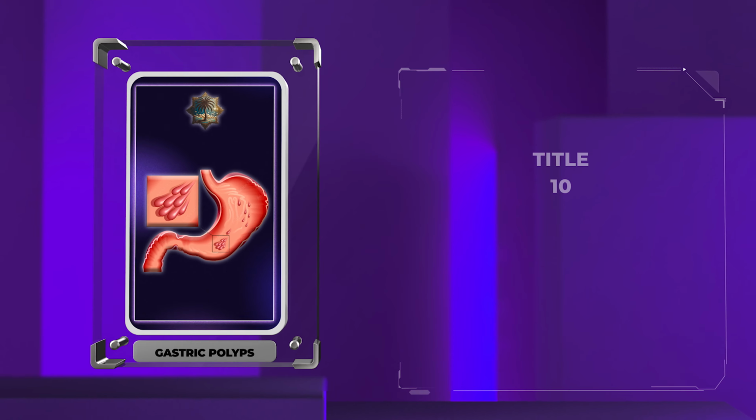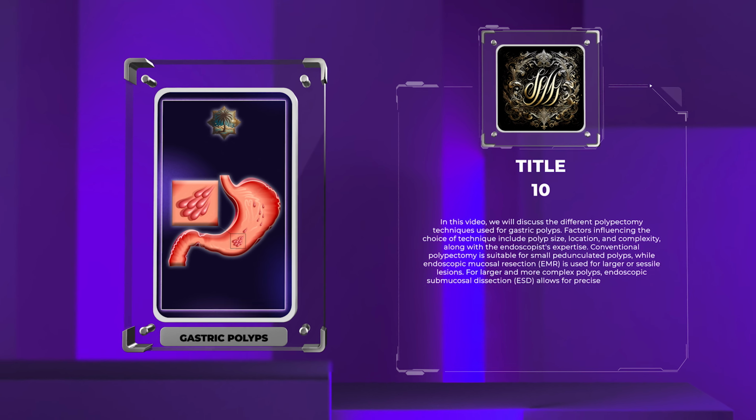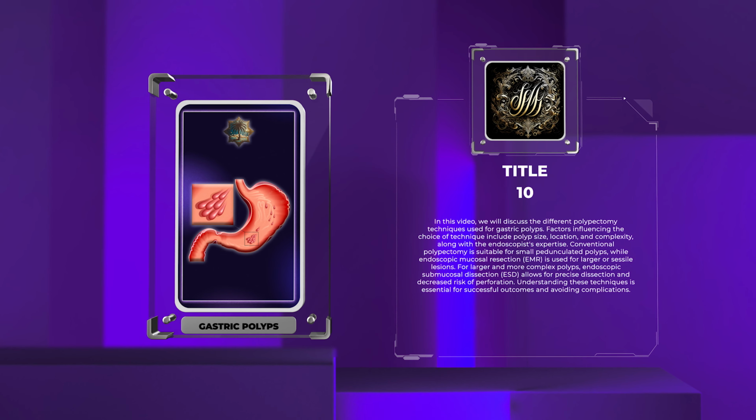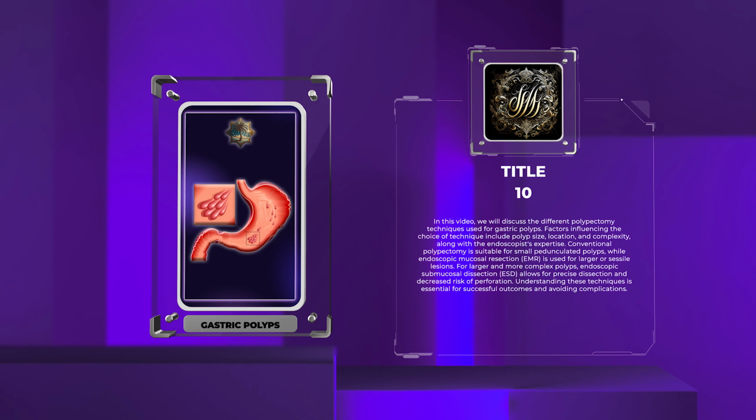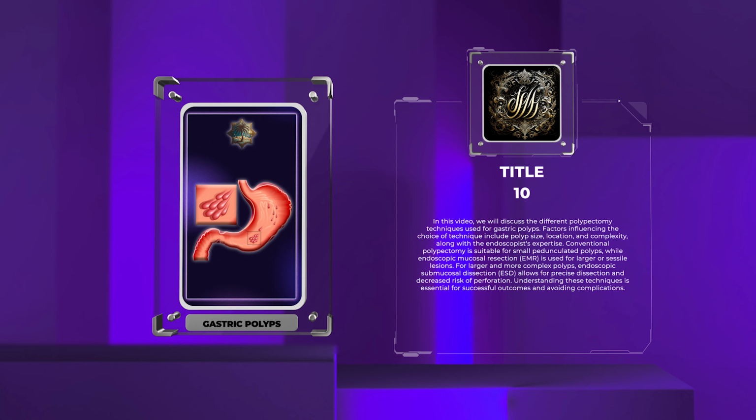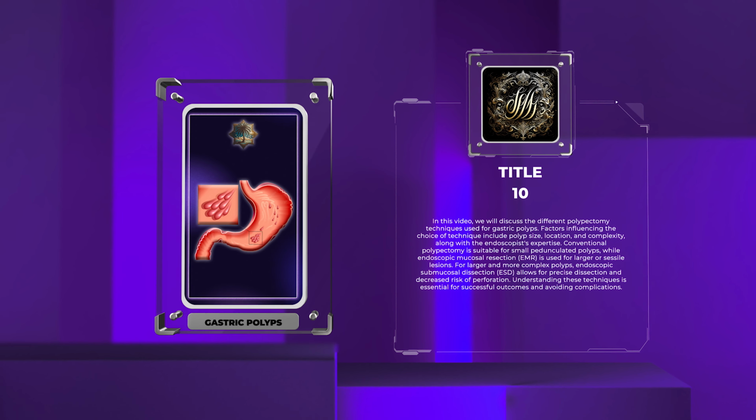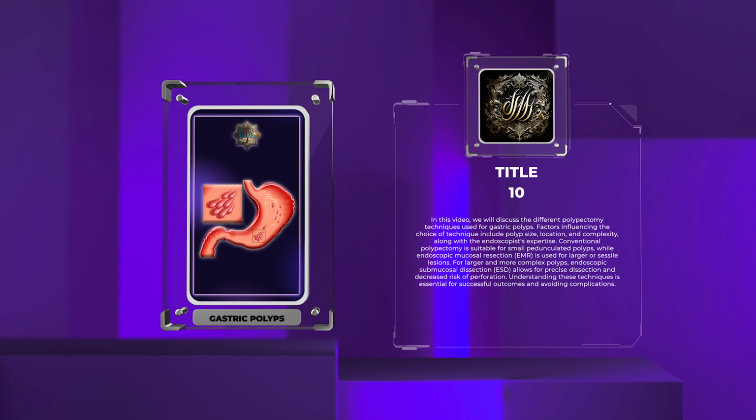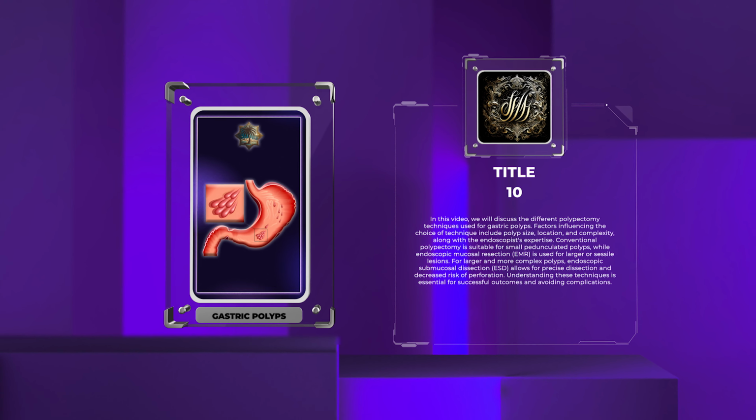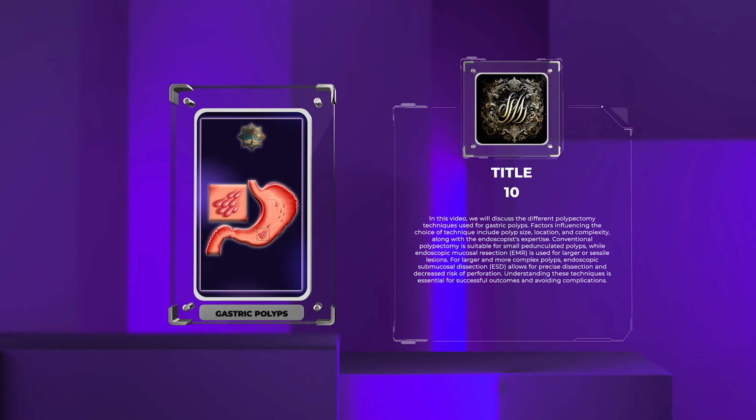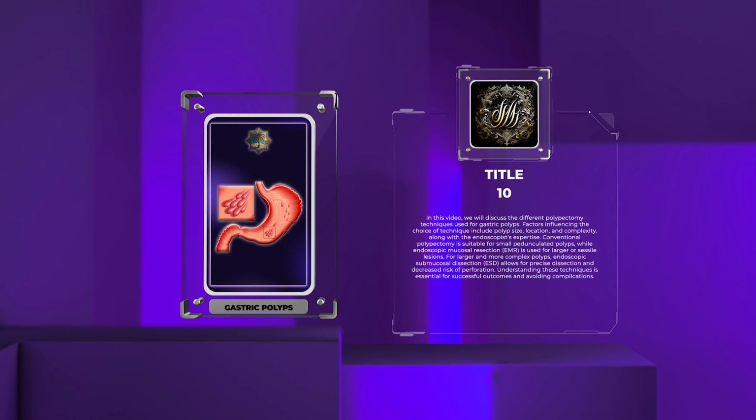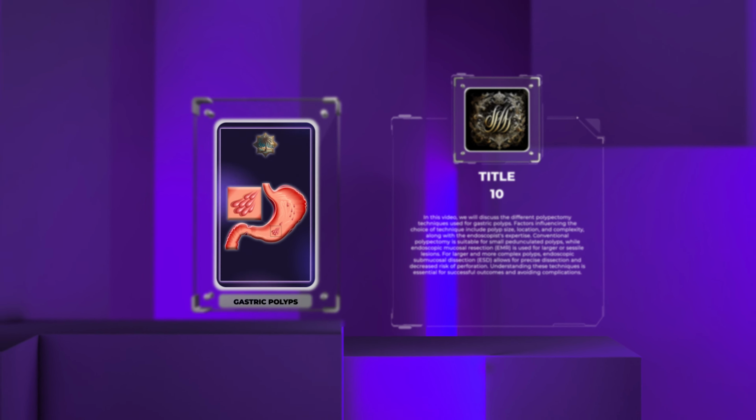In this video, we will discuss the different polypectomy techniques used for gastric polyps. Factors influencing the choice of technique include polyp size, location, and complexity, along with the endoscopist's expertise. Conventional polypectomy is suitable for small pedunculated polyps, while endoscopic mucosal resection, EMR, is used for larger or sessile lesions. For larger and more complex polyps, endoscopic submucosal dissection, ESD, allows for precise dissection and decreased risk of perforation. Understanding these techniques is essential for successful outcomes and avoiding complications.